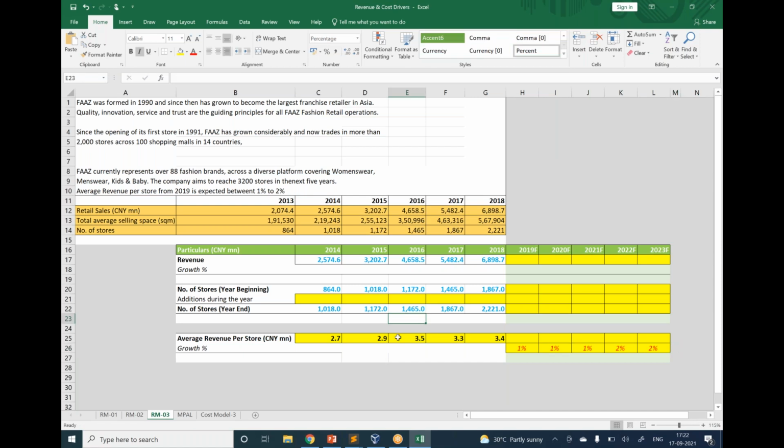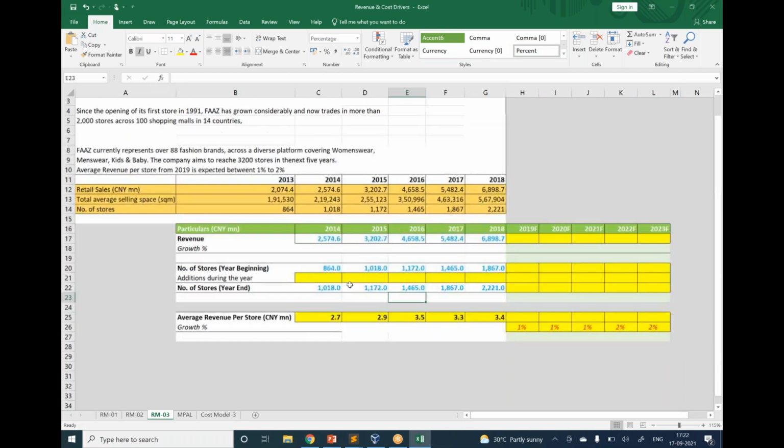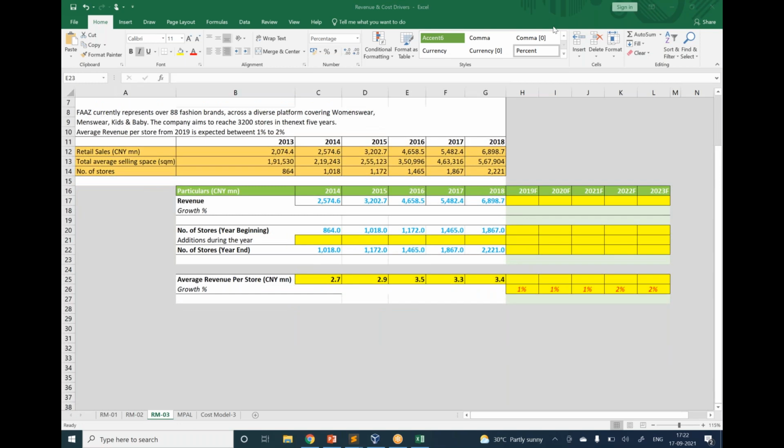Screen isn't moving. How about now? It's moving. Okay. Hope you understood how I solved this.